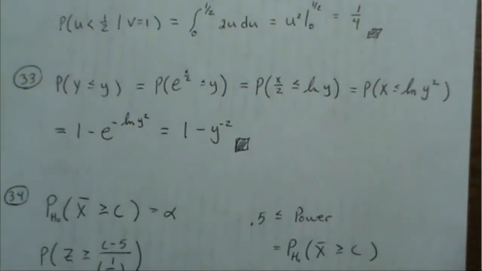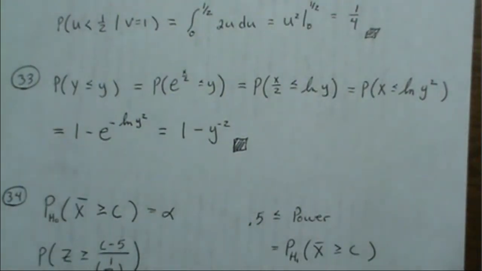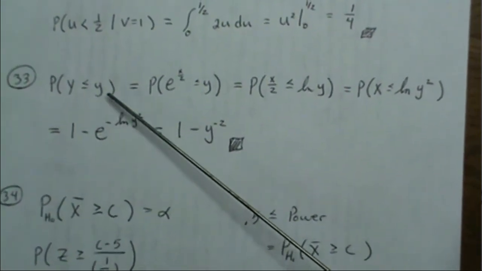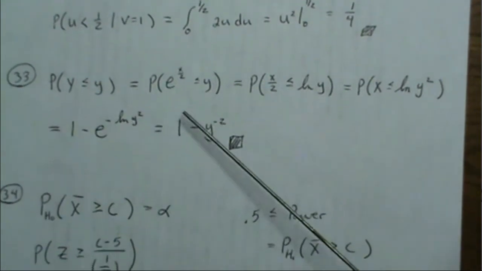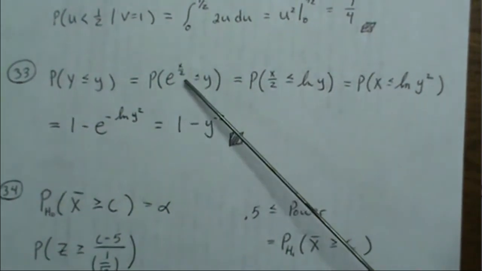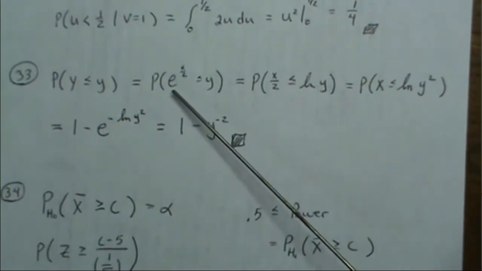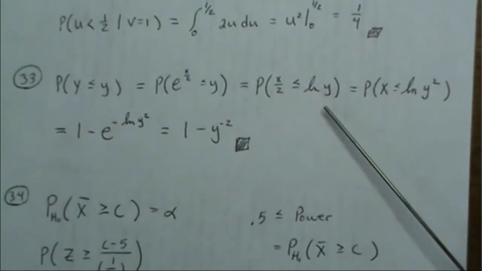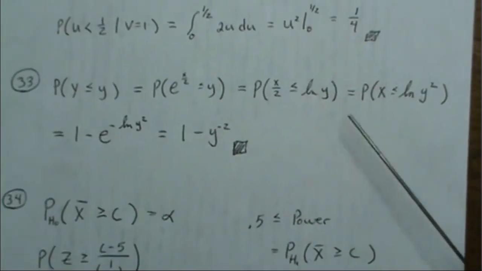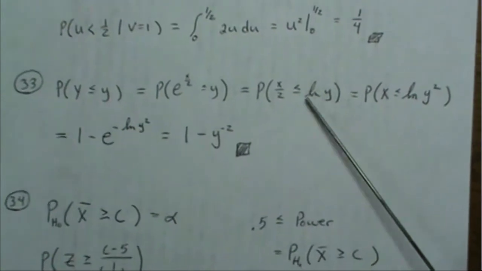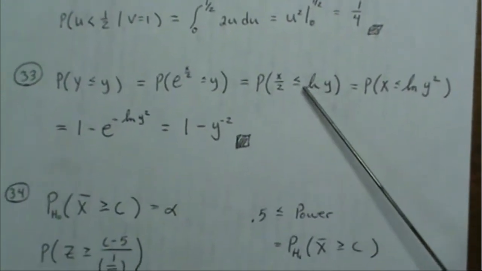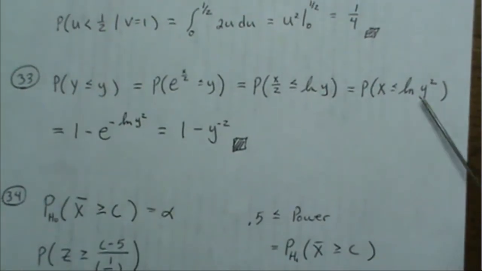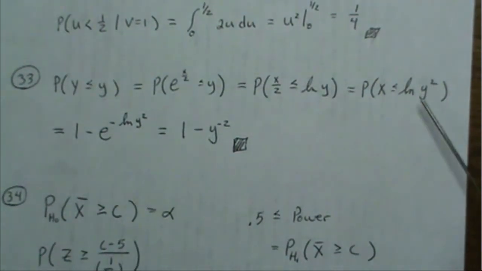Now 33, we want to find the cumulative distribution function of y, which is by definition this, the probability of capital Y being less than or equal to little y. Well, capital Y is equal to e to the x divided by 2. And then if you take the natural log of both sides, you get x over 2 is less than or equal to log of y. Multiply the 2 up. Now, when you have 2 times the log of something, remember that multiple out front can be rewritten as an exponent. So you get the probability x is less than or equal to this.